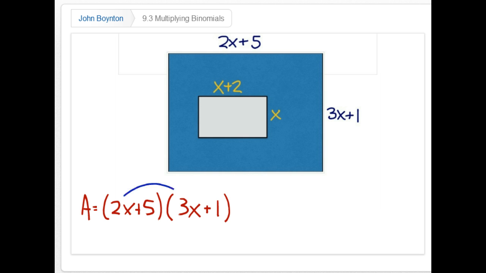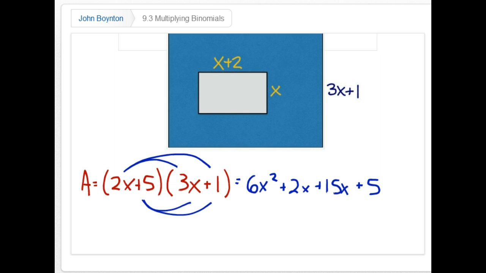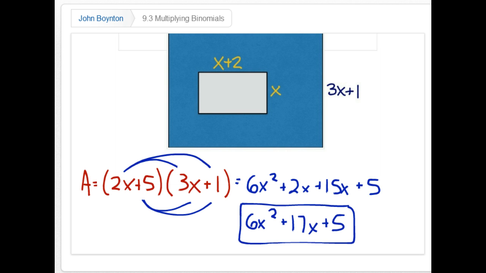So I'm going to do it my way, like that. So it's 2x times 3x makes 6x squared. 2x times 1 makes 2x. 5 times 3x makes 15x. And 5 times 1 makes 5. So when I combine my like terms here, I'll have 6x squared plus 17x plus 5. So that's the area of the blue, including this piece right here.